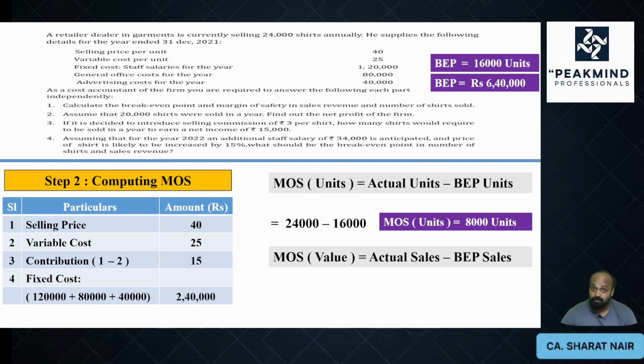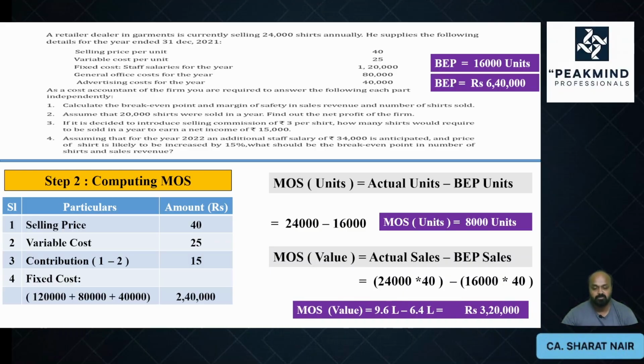In terms of value, if I have to find out, what will your answer be? 24,000 units is your actual sales. 24,000 into the selling price of 40, minus 16,000 into the selling price of 40. The difference should give you the margin of safety in terms of value, which comes to 9,60,000 minus 6,40,000. Your answer is 3,20,000. So with this, the first part of the question is over.